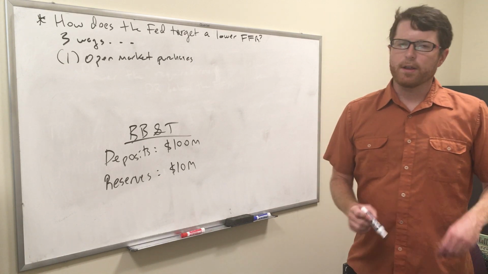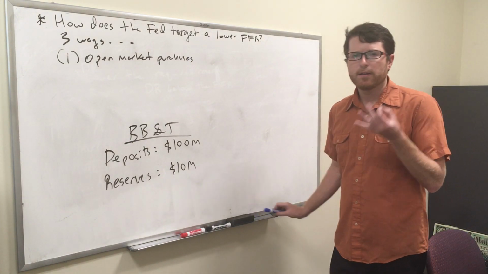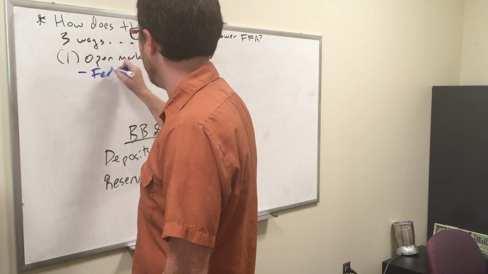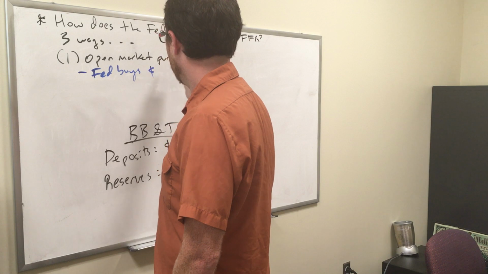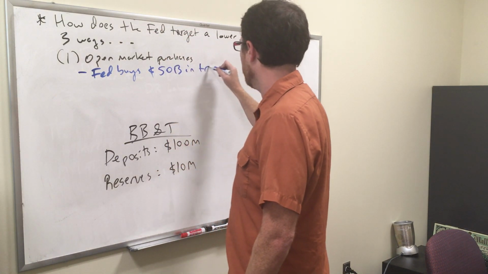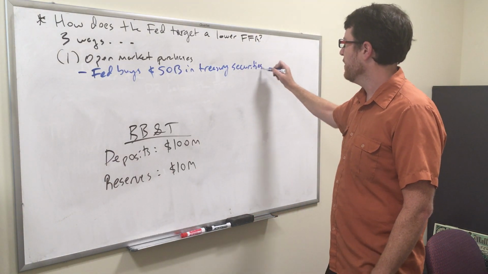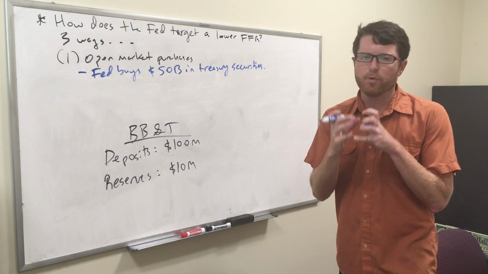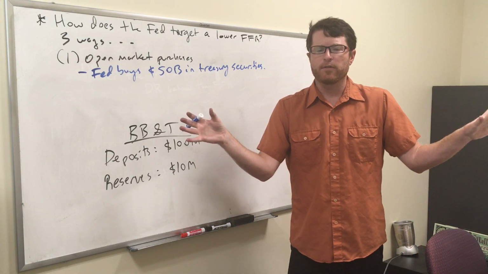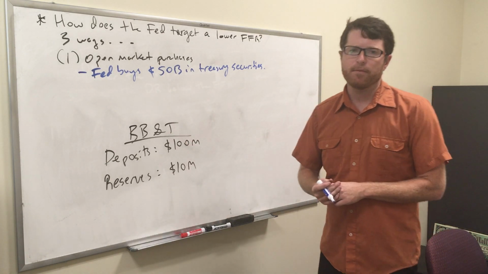And the Fed makes open market purchases. Okay? So what does the Fed typically buy? Usually Treasury securities. So let's say the Fed buys $50 billion in Treasury securities. So this is the Fed buying these Treasury securities with new money. New money is being distributed out there into the country. Some of that money is going to end up at BB&T.